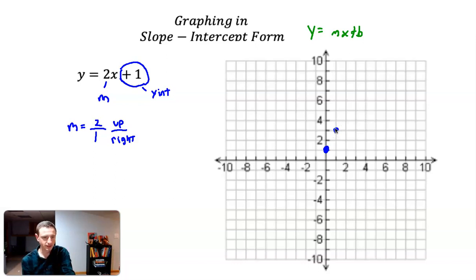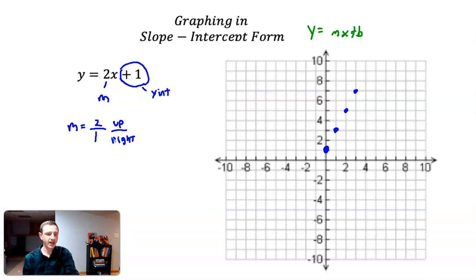And then I typically like to get a couple points, like maybe 3 or 4 if possible. Up 2, over 1. Up 2, over 1. And we can connect this, but I want to talk about doing the opposites, just in case we're in a scenario where we started here and we're out of room. If we can't go up 2 over 1 and we're completely out of space, how do we combat that? How do we still graph this while staying with that same slope?